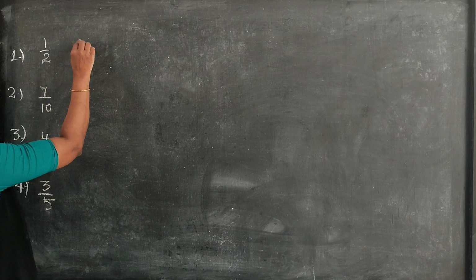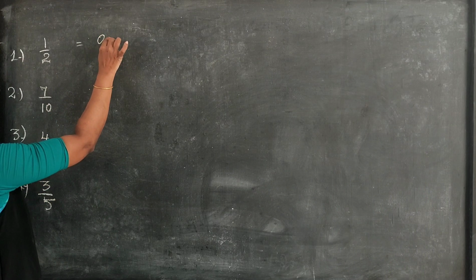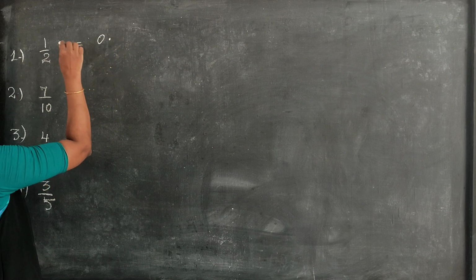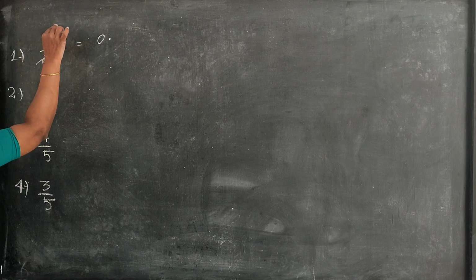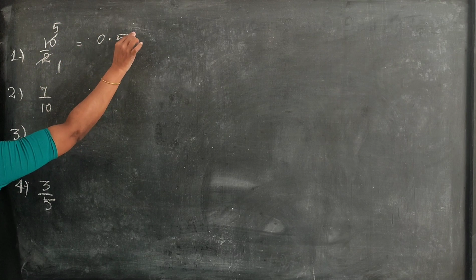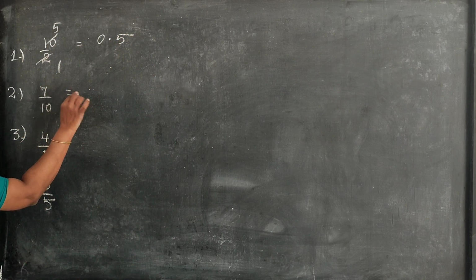So what we'll do, we'll add 0 to it, and we'll add 0 to the numerator. It becomes 10. So 2 ones are 2 and 2 fives are 10. So the value is 0.5. Next, we go for the second sum.